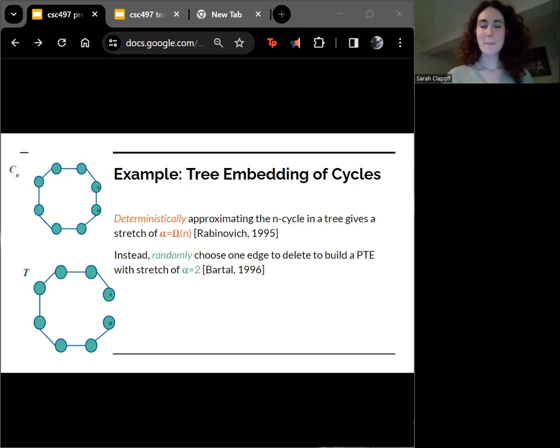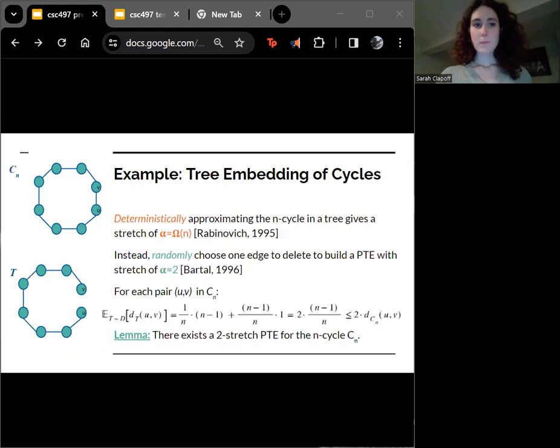So instead, Bartal in 1996 says, okay, let's randomly choose one edge to delete, and we'll build a PTE, and then he shows that that PTE has a stretch of alpha equals 2. I'm just going to go over this pretty quick here in the interest of time. What he did is he said, for each edge in here we can delete it, and that creates a tree. And the stretch of these trees is n minus 1.